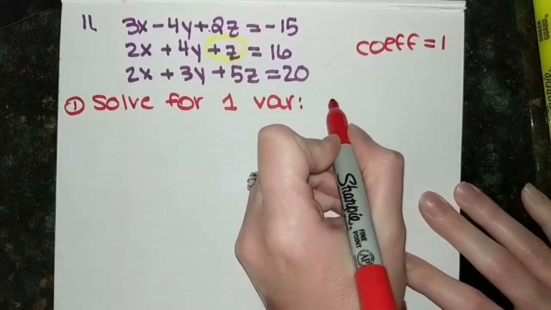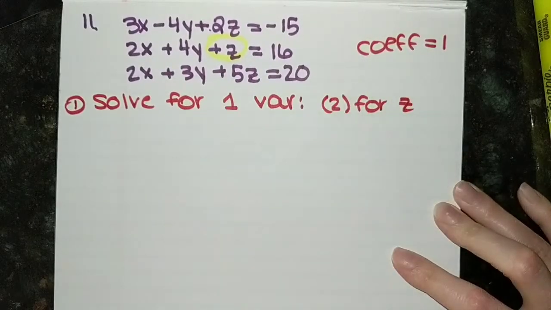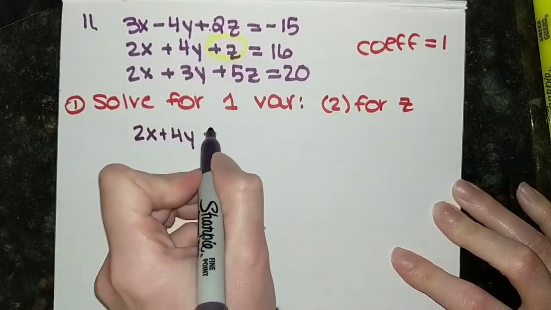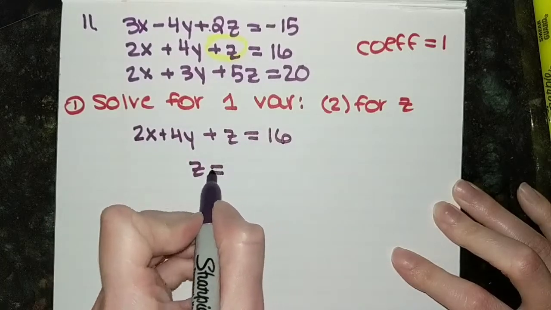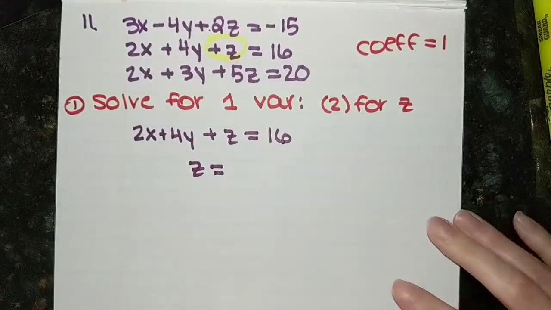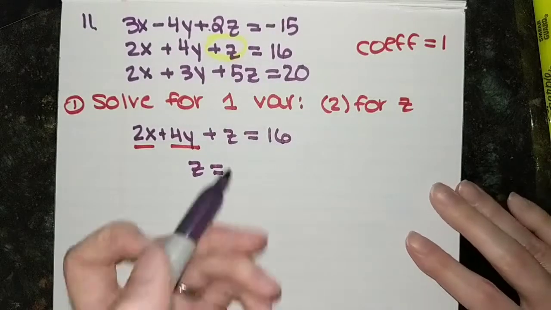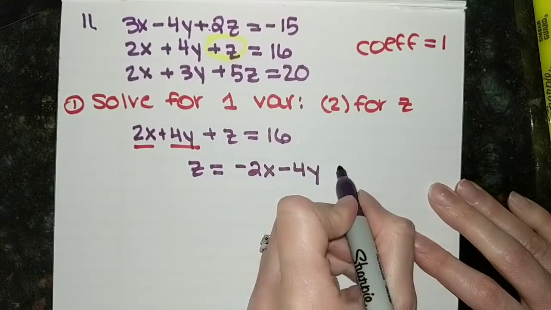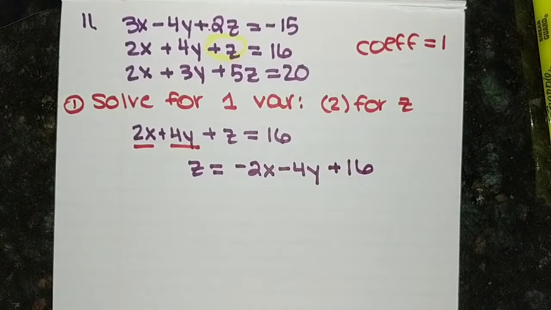In this case, we are going to take equation 2 and solve that for z. So we're taking 2x plus 4y plus z is equal to 16. So the z will be equal to, if I move the 2x and the 4y over, negative 2x minus 4y plus 16 as what our z is equal to.